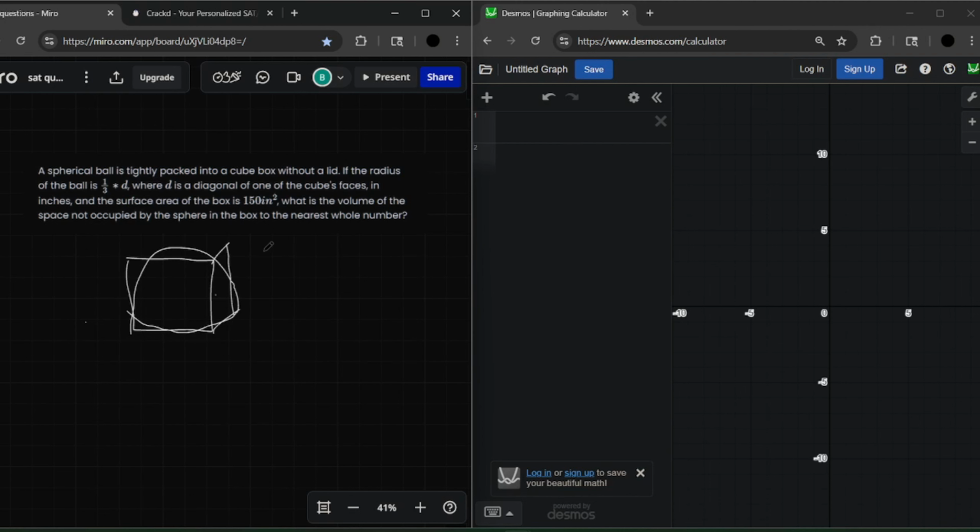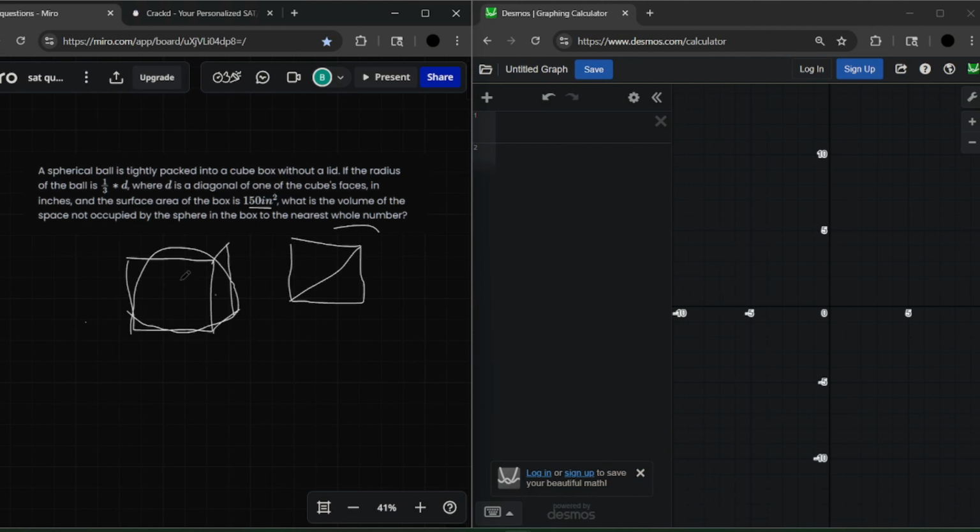Anyways, so the radius of the ball is 1/3 of the diagonal, where d is the diagonal of one of the cube's faces, and the surface area of the box is this. So what is the volume of the space not occupied by the sphere in the box to the nearest whole number? Okay, so what we're going to do here is first find our side lengths.